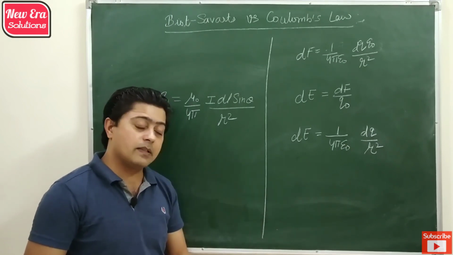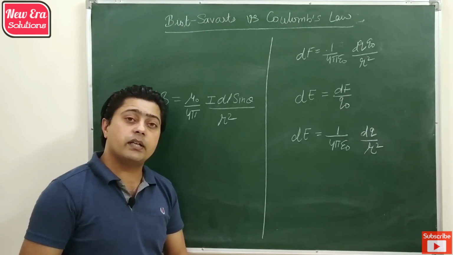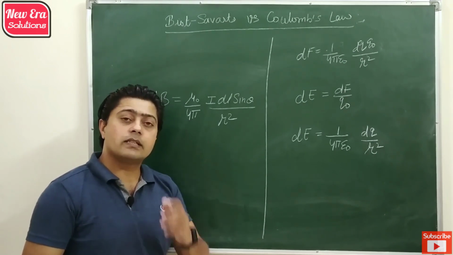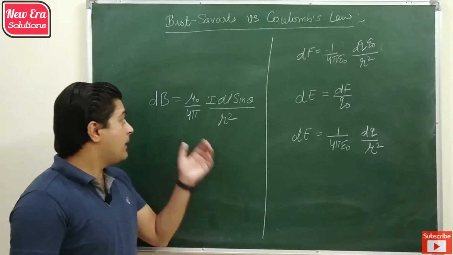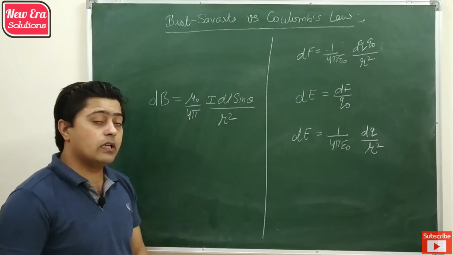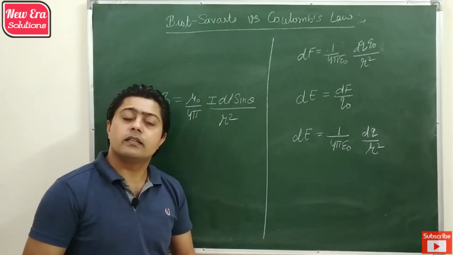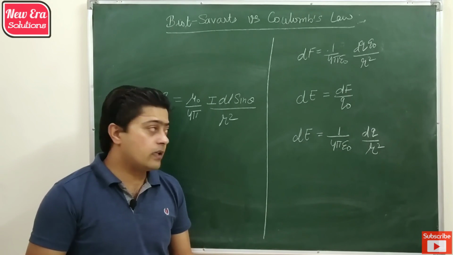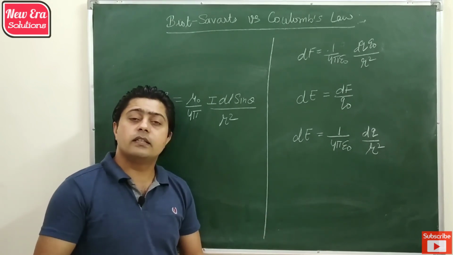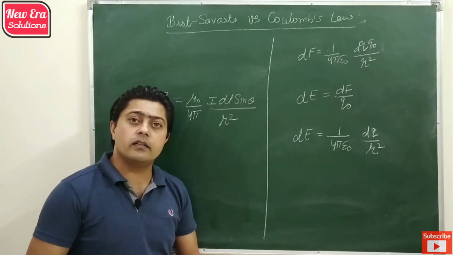So it is along the displacement vector, but it is perpendicular to the displacement vector. The second difference we observe is that the magnetic field also depends on the orientation between the displacement vector and the current, but in the electric field there is no such kind of angle used.